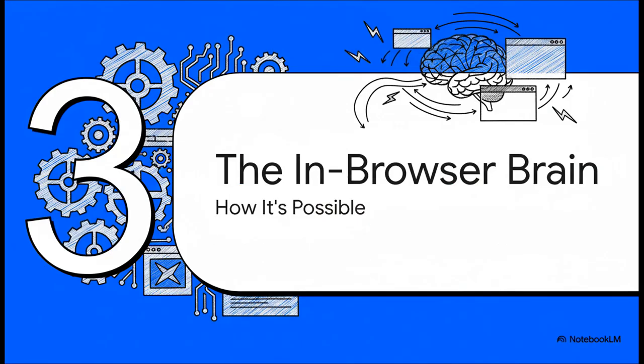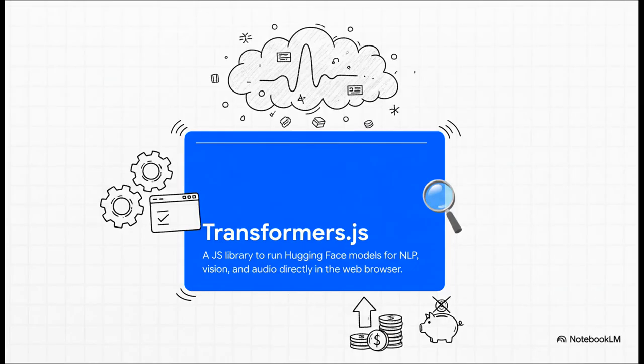Okay, this all sounds great, but how on earth do you actually get a web browser to do all this complicated AI stuff? Well, the cool thing is, the tech is finally here. It's ready. The main piece of the puzzle is Transformers.js. It's from Hugging Face, and it's basically their famous Python library, but for JavaScript. This thing gives you access to thousands of amazing AI models that can run right there inside the browser.